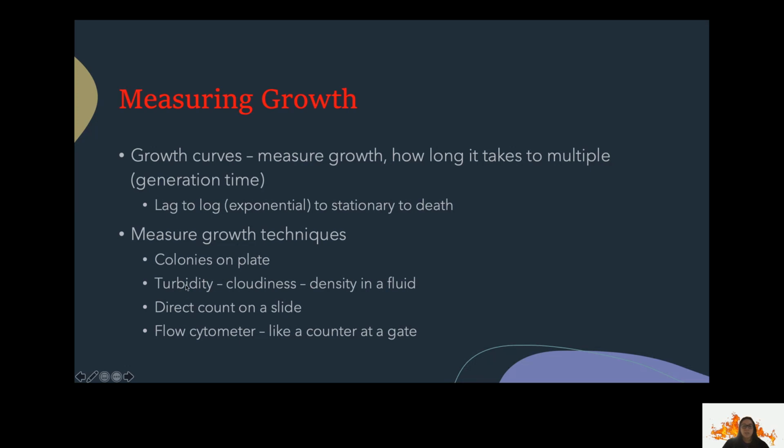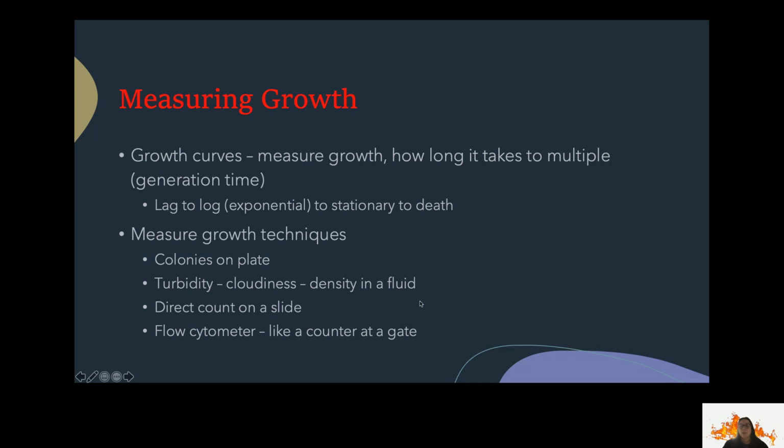Two of the less direct methods include measuring the turbidity. That's the cloudiness of microbes in a solution. And so it measures the density of microbes and uses the amount of light that makes it through as a way of determining how many microbes are in a solution. And then the last one that we talked about a little bit more, we showed off how some microbes can be passed through a very thin capillary, and each individual cell can be counted almost like a counter at a gate. So each individual cell can be calculated so you can figure out how many microbes are in a population.